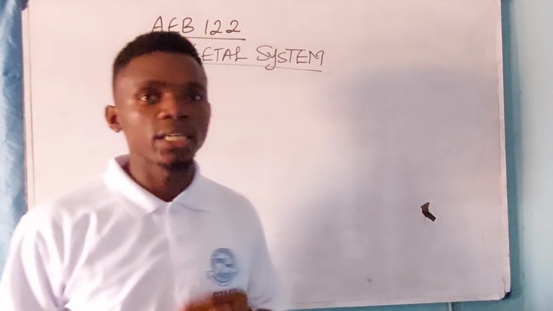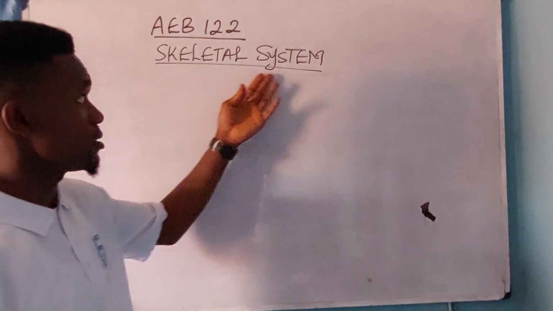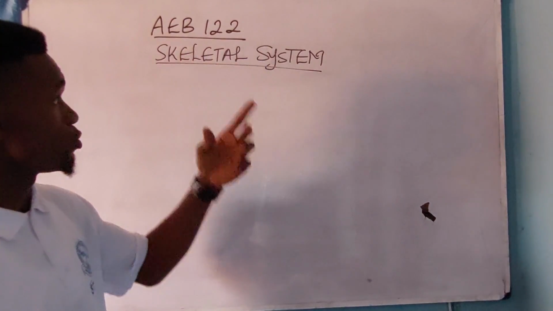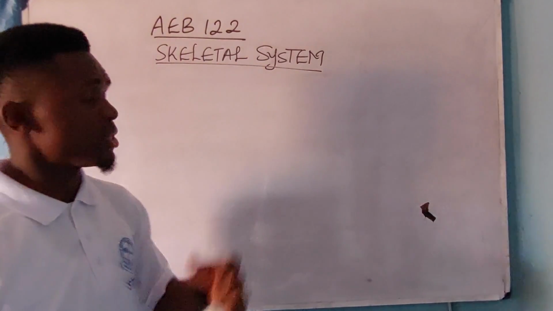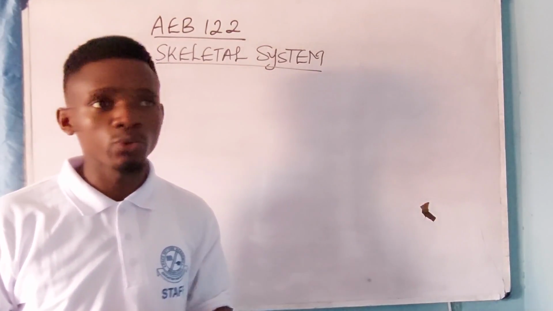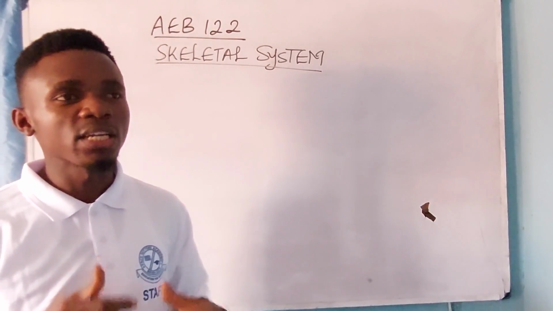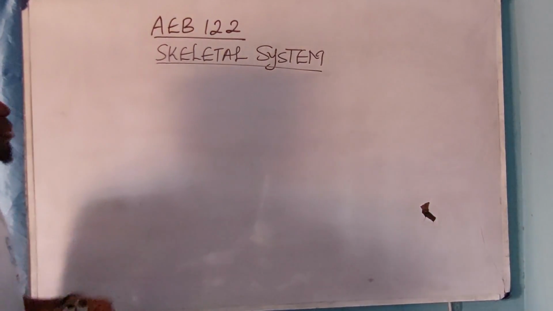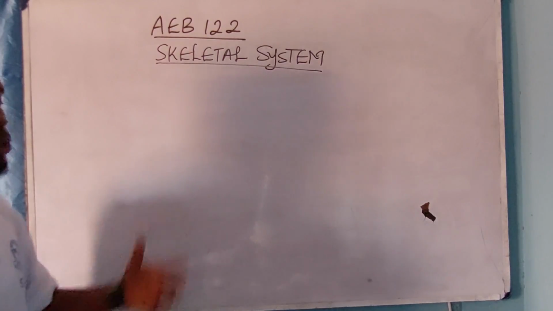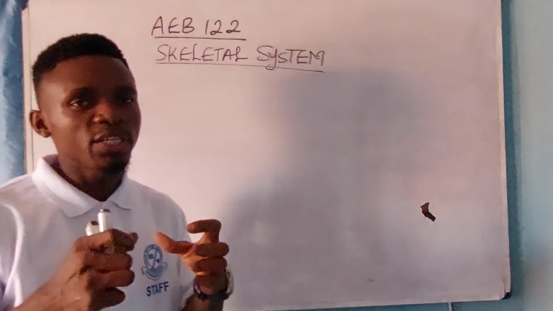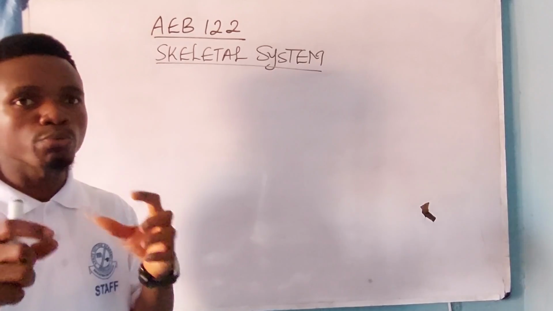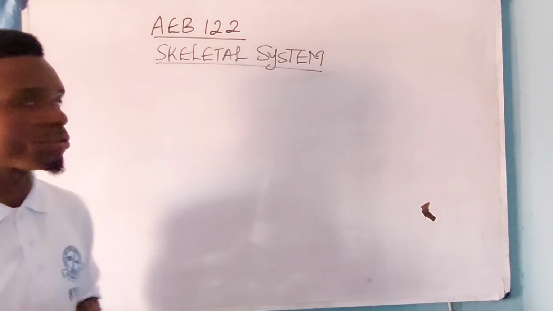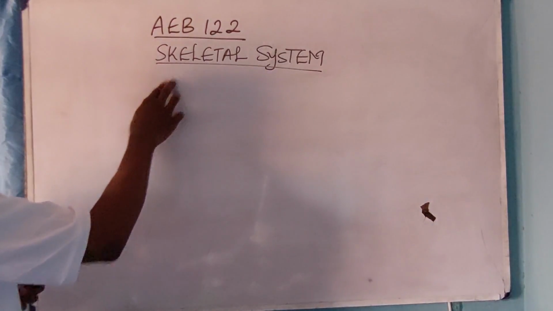In today's video, I shall be taking us a topic called the skeletal system in AB122. The skeletal system is that part of the body that brings about the movement of the body. It is called the body framework. Now we have different types of skeleton, and we have joint. A joint is a place where two or more bones meet in order to move or articulate.